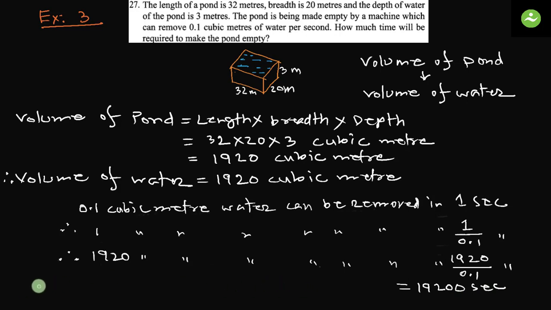Can we divide it by 60 and get the minutes? Yes, 19200 seconds equals to 19200 divided by 60 minutes equals to 5 hours 20 minutes.